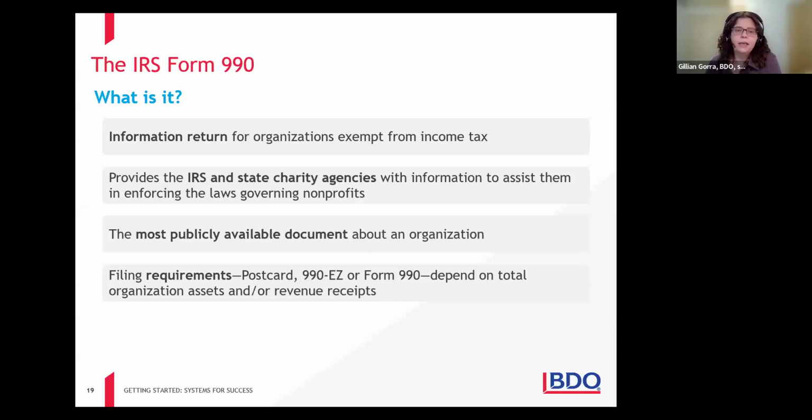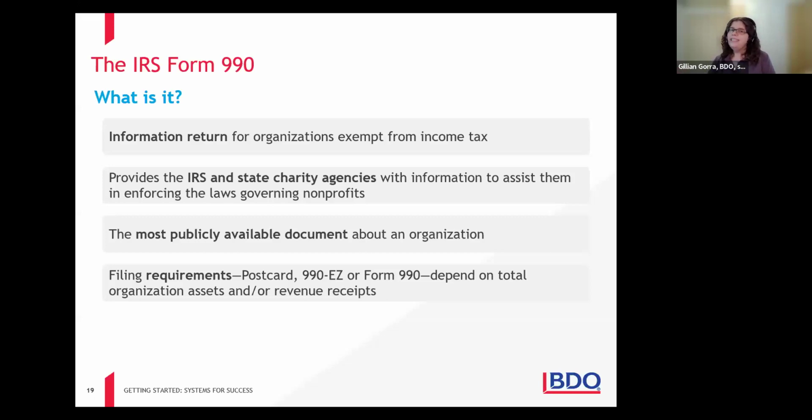What is the 990? It's an informational return. We often call it a nonprofit tax return, but really it's an informational return. It's got a lot of information about our organizations besides just financials. It's the most publicly available document that there is for our organizations. We can go and look at almost any organization's 990 online, and as nonprofits, we have to make our Form 990 available to anybody who asks us for it. We're required.